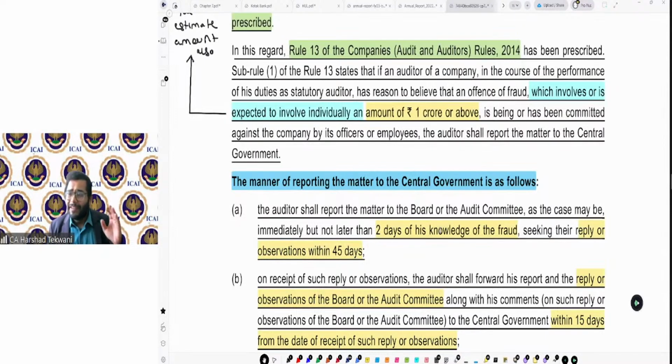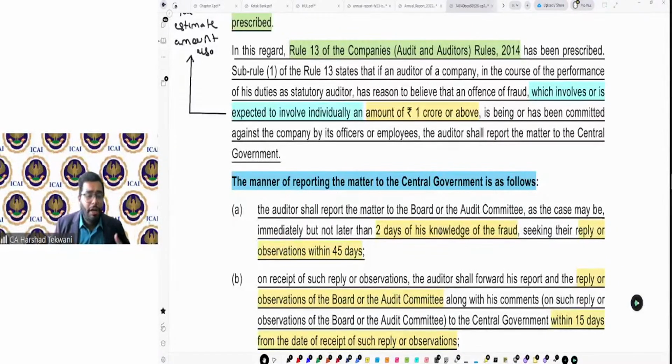So if, for example, board of directors are part of the fraud, will you report the matter to the board of directors once you identify within 2 days? Answer is no. If anyone is involved in the fraud, you will not report the matter to that particular person. Rather, if, for example, the board is involved, report the matter to the audit committee.